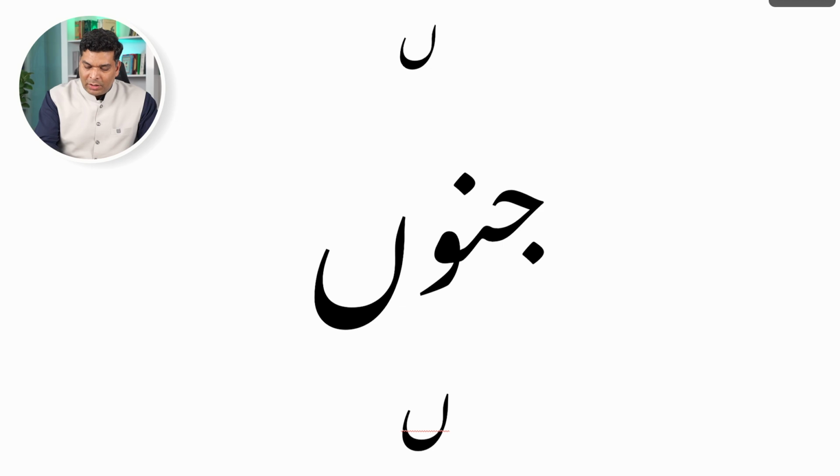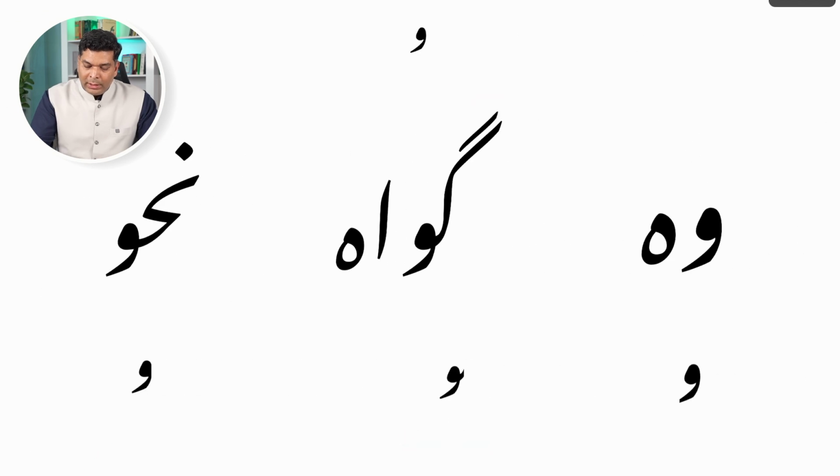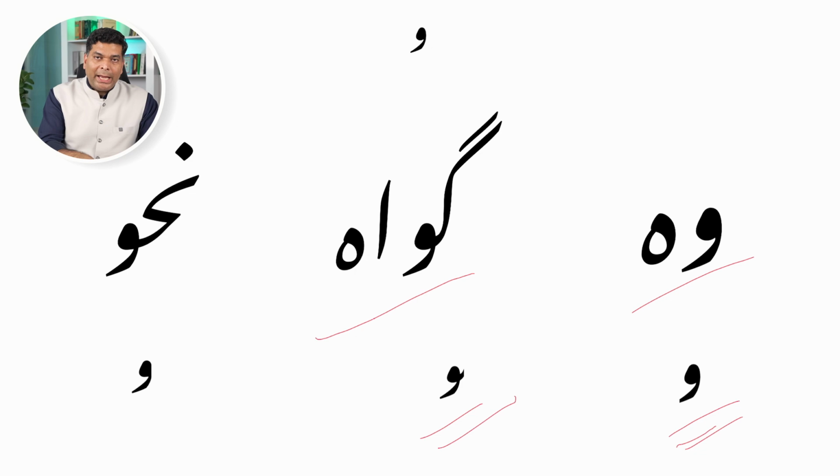Noon gunna is not an issue because it always appears in the end and maintains its full shape. So this word is junu, in which noon gunna is in the end. So no problem with noon gunna. Vow again maintains its shape across. So in the beginning, the word is vo, and vow is maintaining the shape. In the middle, the word is gava. Vow is maintaining the shape, and in the end, nahv, we have vow, which is maintaining the shape. So vow always maintains the shape, beginning, end, or middle, similar to alif, dal family, and re family, right? So this is how it is so far.